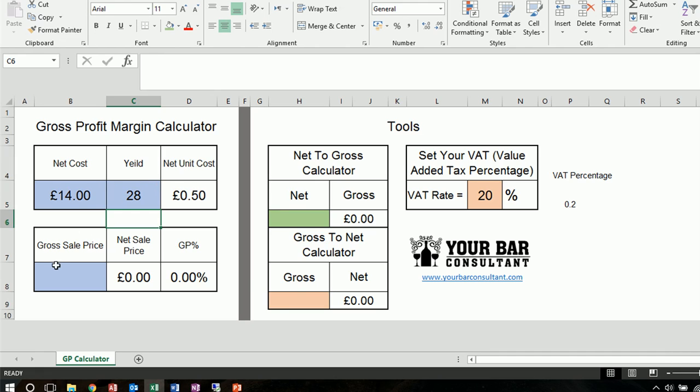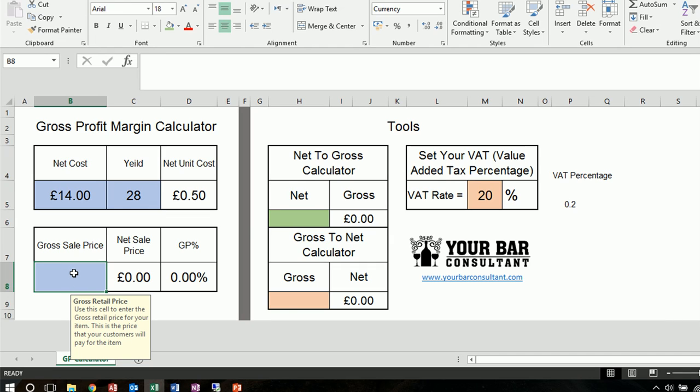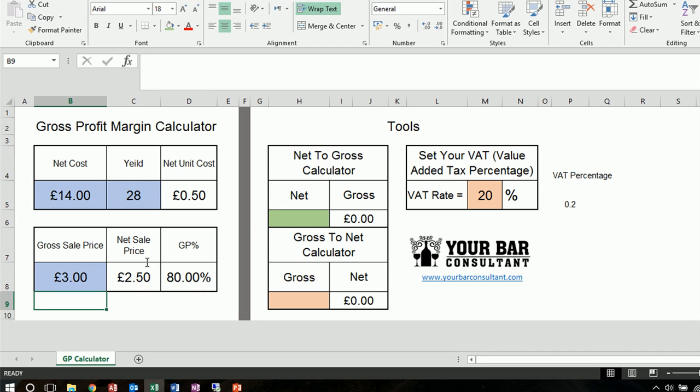Okay, so now we need to know how much do we sell that to the public for. Well, if it's 50p, we want to be selling it for more, so we can work it out. So if we sold it, for example, as £3, so the public pay £3 as a gross price, we have to pay the VAT on it, so we only actually get £2.50. We would end up with an 80% GP.